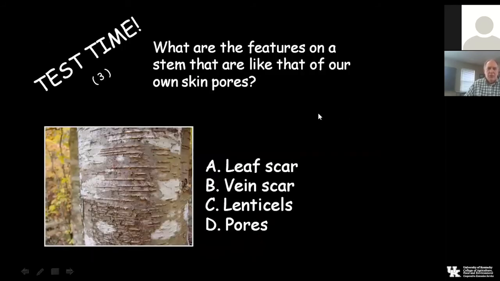Test question number 3. What are the features on a stem that are like our own skin pores? Are they called leaf scars, vein scars, lenticels, or pores? The features on a stem like the skin pores that we have.